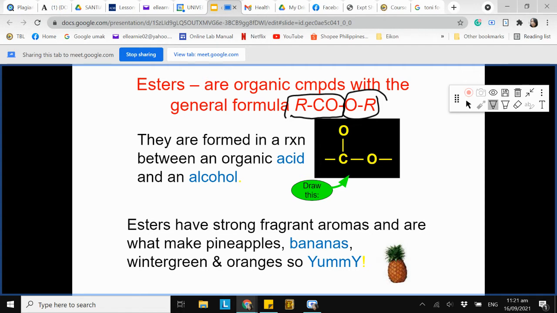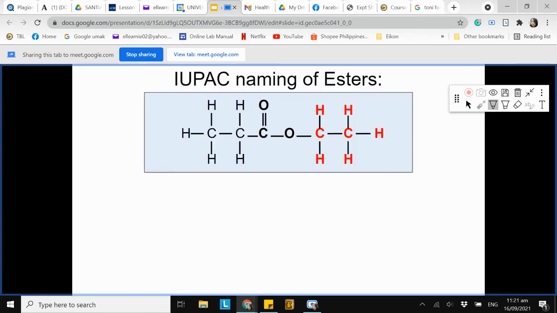But after that, we were actually able to make a very nice smelling strawberry. Ay, strawberry ba? Pineapple. A pineapple aroma or fragrance. Okay? So imagine, from a very smelly ester to becoming a pineapple aroma. That's what is used in our air fresheners, esters. Okay? So here is how we name the esters.